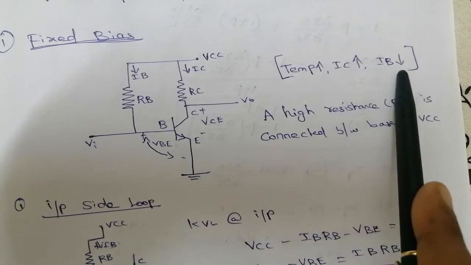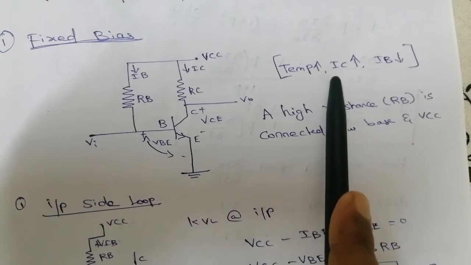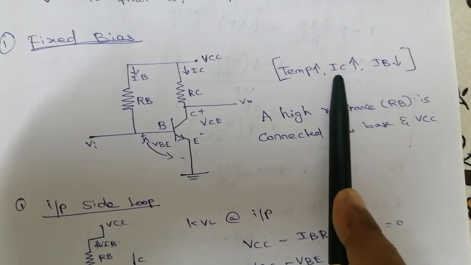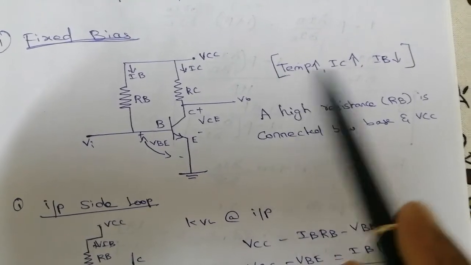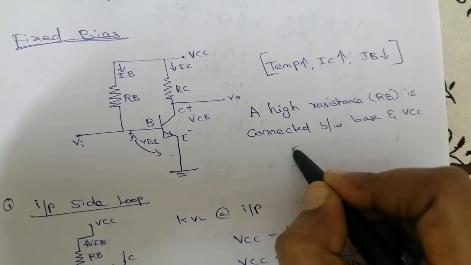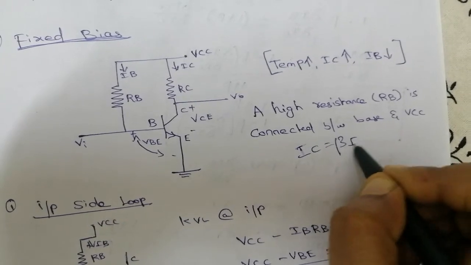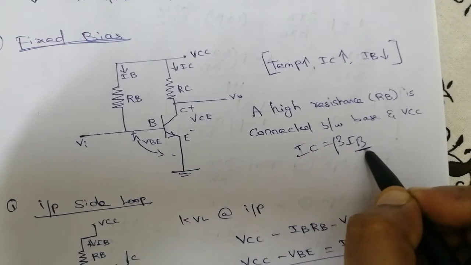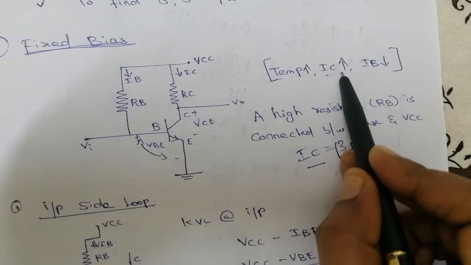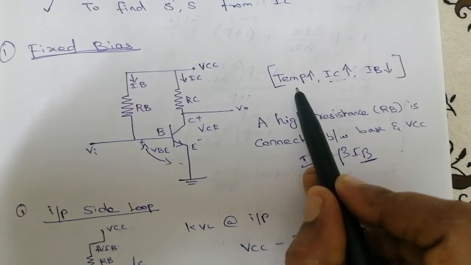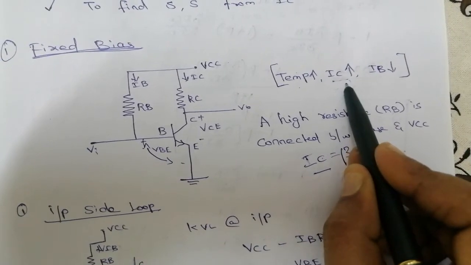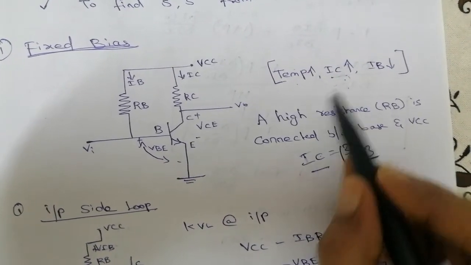If base current decreases, it automatically decreases the collector current, because we have the relationship between base current and collector current: IC is equal to beta into IB. If the base current decreases, it automatically decreases the collector current. Anyhow, the collector current increases initially due to the temperature, but by varying the base current, we can compensate the increasing collector current. How will it happen? Let's see in the circuit.